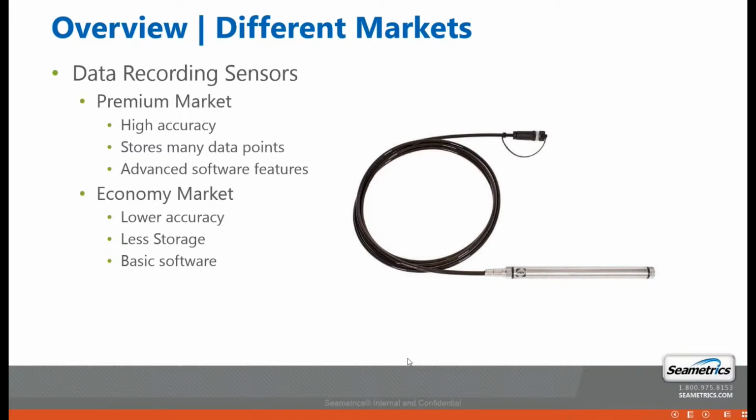Some of them are recording devices, and within the recording devices there are premium markets where they're looking for higher accuracy, maybe store more data so that you have more data to look at, and advanced software features. There are also some of the lower budget ones in the economy markets, which would be lower accuracy, less storage, and basic software. With the basic software, that's typically where you send a field tech out that you may not want to change things around, so you can just have them go out, get the data that they need, and move from there.